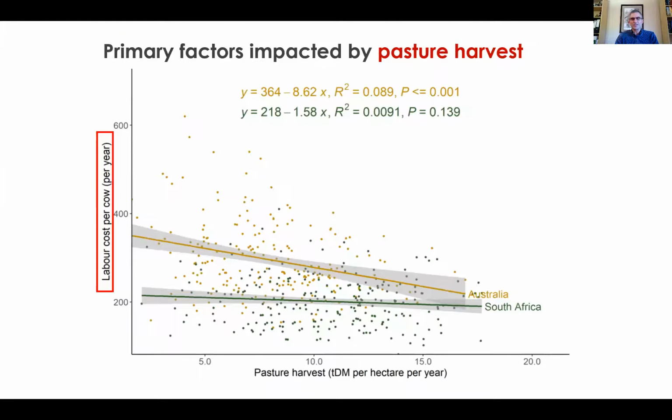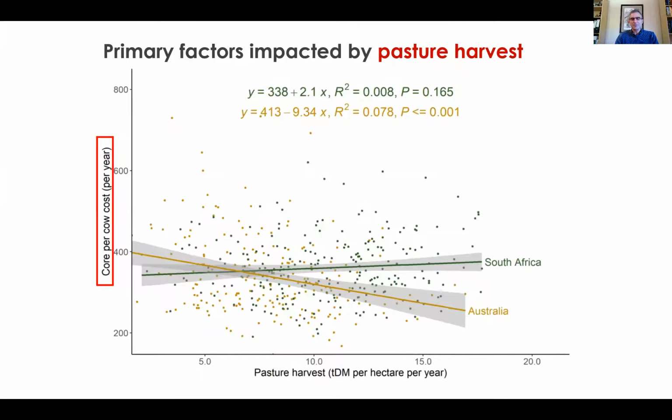This graph outlines the impact of pasture harvest on labour cost per cow. The trend is relatively strong in the Australian data, with increasing pasture harvest contributing to a decrease in labour cost per cow. There was not a similar trend in the South African data, with this primarily linked to the bias in the data.